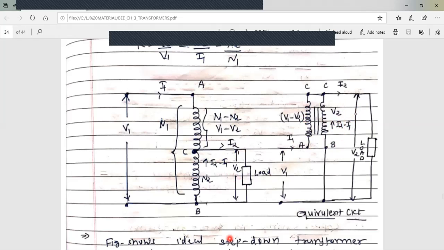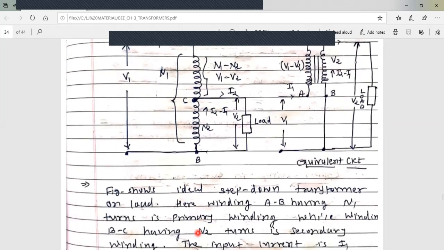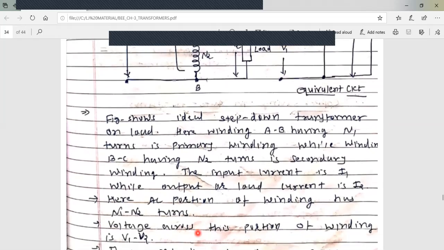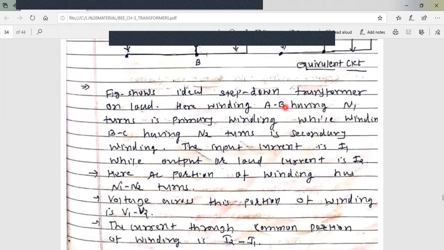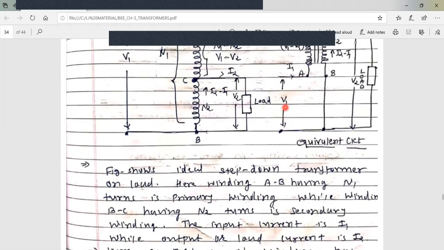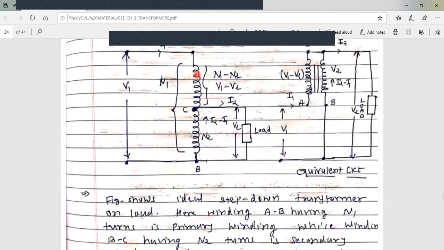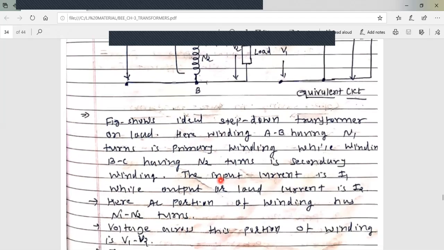Okay, so now from the above figure, see here, ideal step down transformer load. Here winding AB having N1 turns, this is winding AB, A to B having N1 turns, is the primary winding, while winding BC having N2 turns, this is B to C, is the secondary winding. So input current is I1 while output current is I2.